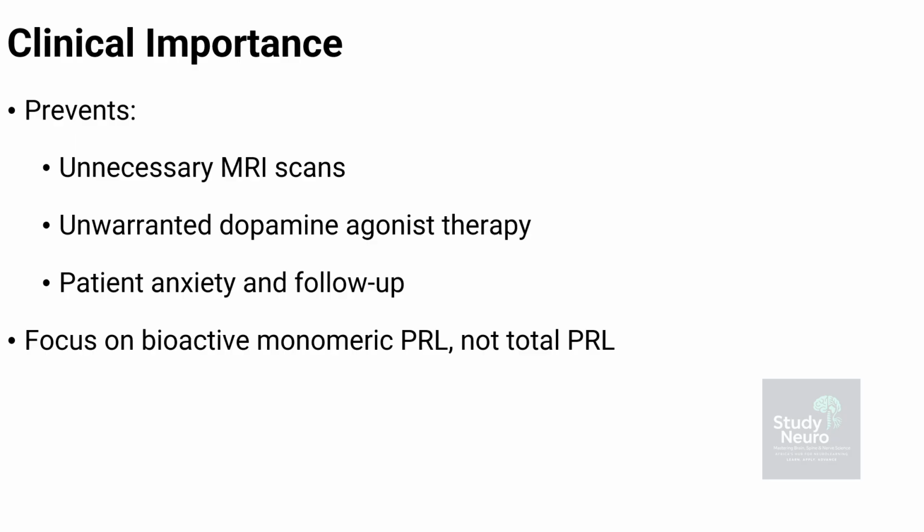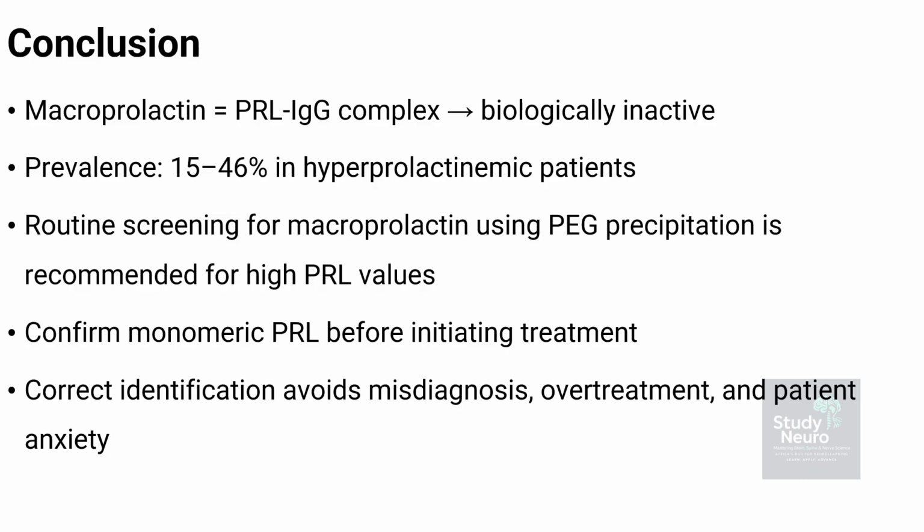To wrap up, macroprolactin is a high molecular weight prolactin IgG complex that's largely biologically inactive. Even if lab tests show elevated prolactin, most patients don't develop symptoms. It's fairly common, affecting up to 15 to 46% of people with hyperprolactinemia. Screening for macroprolactin, usually with the PEG precipitation test, is essential to confirm the biologically active monomeric prolactin.